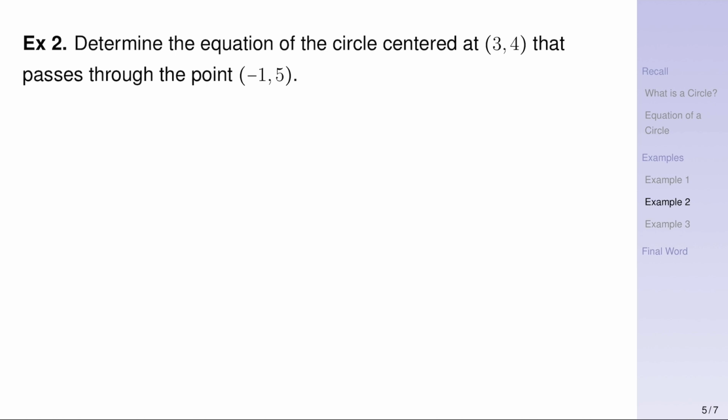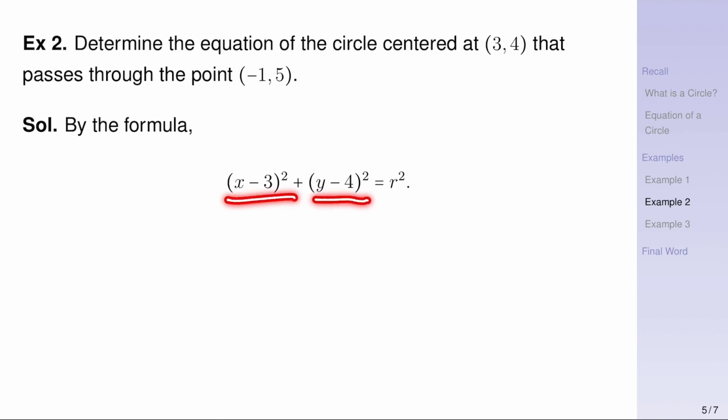The first thing that we can do is to use the obvious one, which is that the circle is centered at 3, 4. So by our formula, we can obtain a partial equation for the circle. That is, again by the formula, x minus 3 squared plus y minus 4 squared equals r squared. So we use the fact that this one is the center. This means that our problem only boils down to solving for r squared. And to do that, we'll be using the other ingredient. The circle must pass through the point negative 1, 5. How will we use that one?